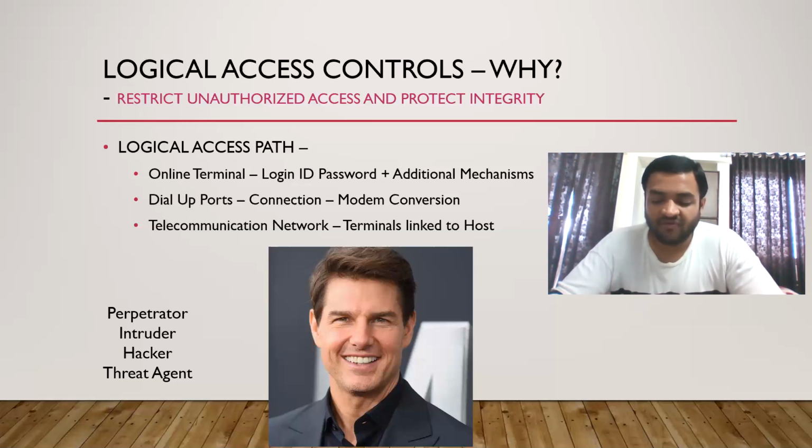Now, remember, for encryption, there are algorithms. Cracking those algorithms is a bit difficult. That is why we are using dial-up ports. Then the third component is the telecommunication network. These are basically data transmission lines. What a telecommunication network does is it connects the online terminals to the host so that we can access data from the server. This telecommunication network must also have controls so that the perpetrator, intruder, hacker, or threat agent shall not tap into those data transmission lines and gain access to the organization.